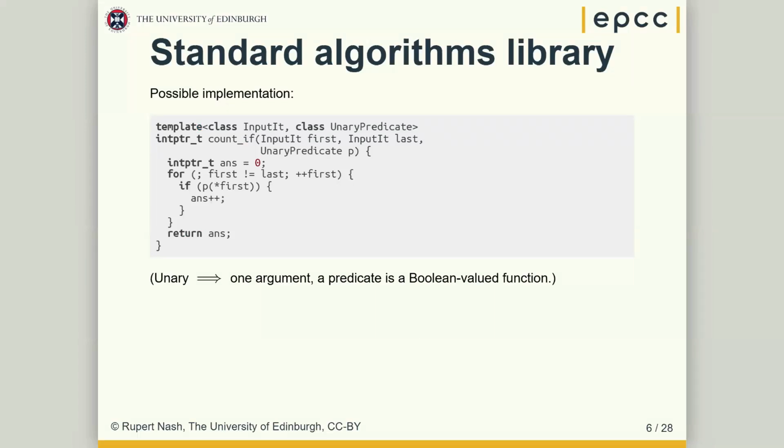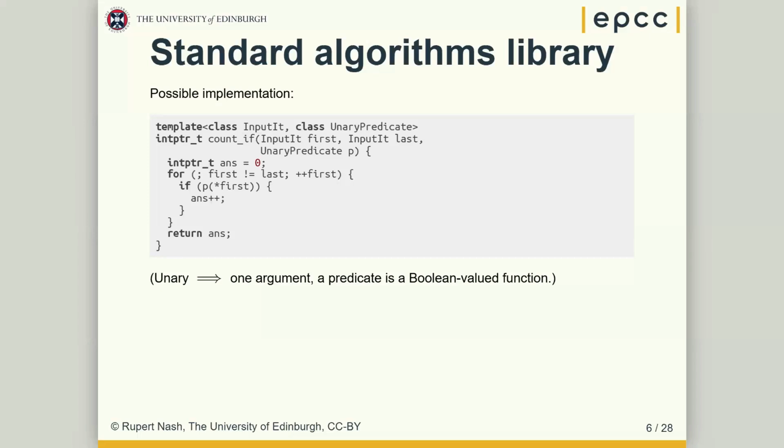To give you an understanding of what's actually happening in the guts here, especially in the countif example, we've got this example implementation. This is not exactly how it's implemented in the standard library, but it gives you a sense of what's happening under the hood. We have a template which says we can take any input iterator, and we have something called a unary predicate. Unary means one argument and predicate means a Boolean-valued function, which means it's a function which takes a single argument and returns a bool, true or false, when it is run.